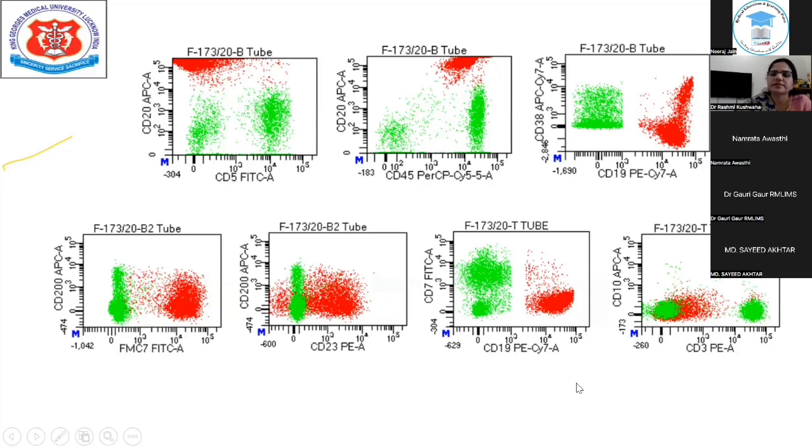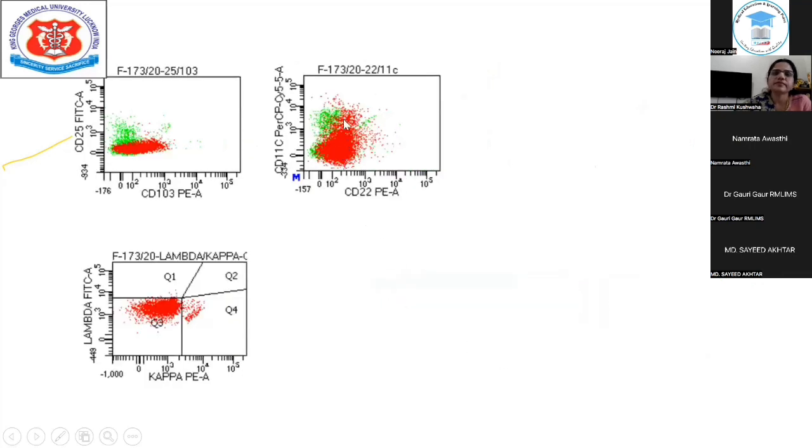There was absence of CD10. There was some amount of expression of CD11c, but most of the cells were almost absent. When comparing CD25 versus CD103, the cells were expressing CD103, but CD25 was absent. And on clonality, these cells were positive for lambda.